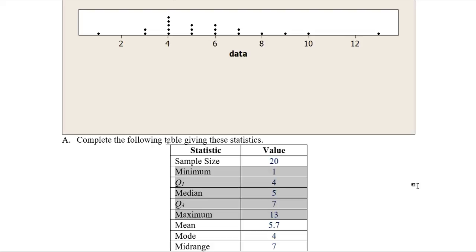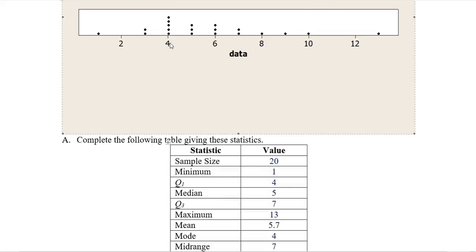All right, probably the next one I'm going to compute, and the easiest one of the measures of central tendency to compute, is the mode, and that's the one with the most dots. So that's this one right here, the most frequently occurring data value, which is 4.